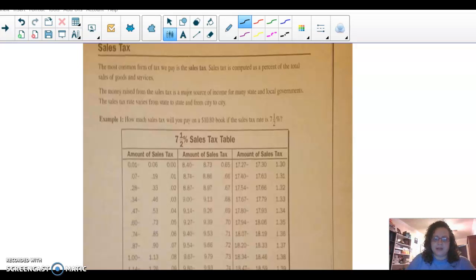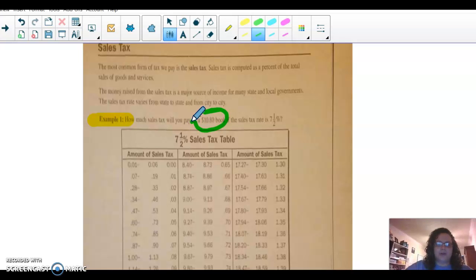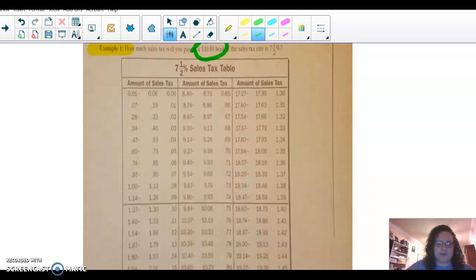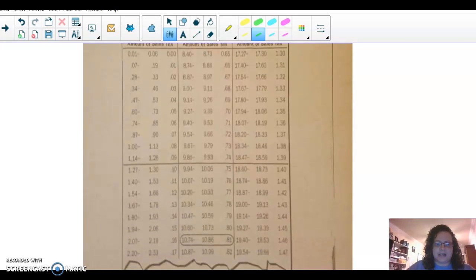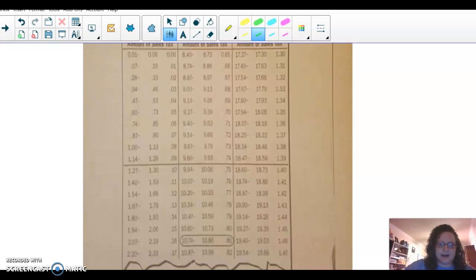So in our example, it says example one: how much sales tax will you pay on a $10.80 book if the sales tax rate is 7.5%? If we wanted to use our table, we would have to find the price $10.80 on our table. As you notice, our table starts at 1 cent and then it keeps going.